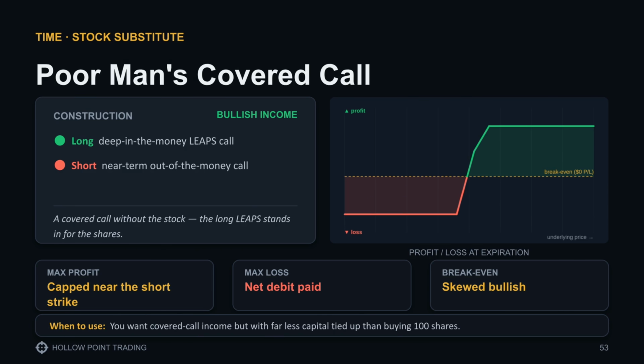The poor man's covered call is a bullish income strategy. It uses a long, deep-in-the-money LEAPS call and a short, near-term, out-of-the-money call. This mimics a covered call, but requires significantly less capital than purchasing 100 shares of the underlying stock.